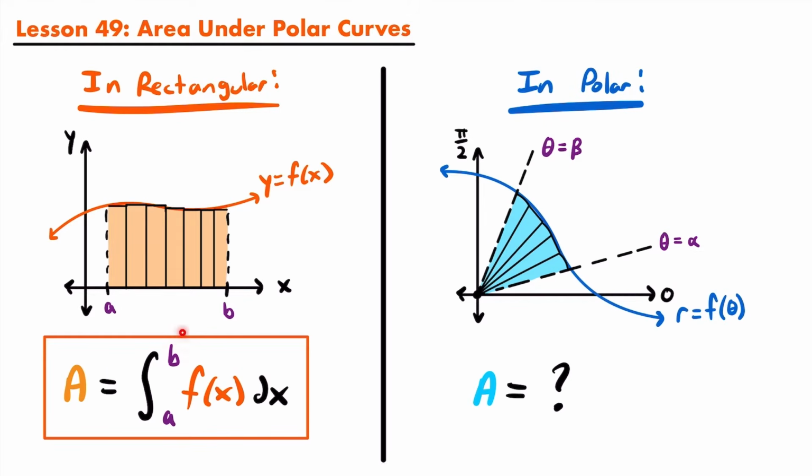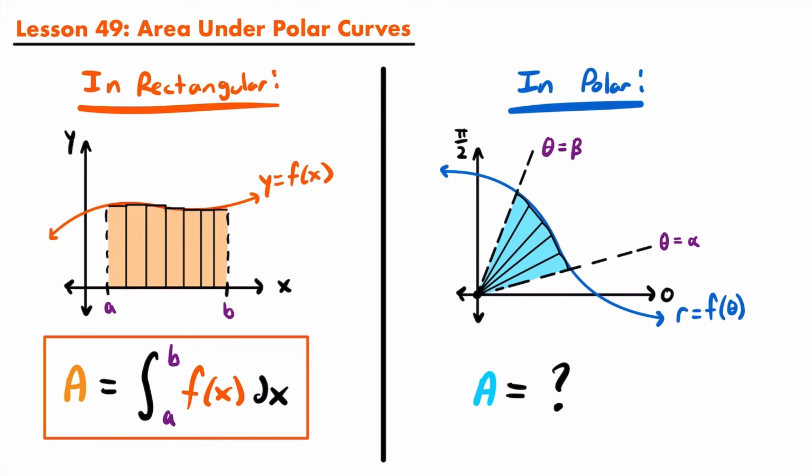But what if we want to calculate the area underneath a polar curve in the polar coordinate system? How is this process going to compare to calculating area beneath a curve in the rectangular coordinate system? Well, if you take a look at this graph here, you can see that we have a polar curve represented by r equals a function in terms of theta, right? r equals f of theta. And we want to calculate this area right here that lies between two angles.